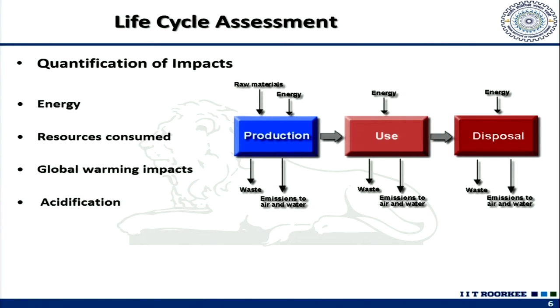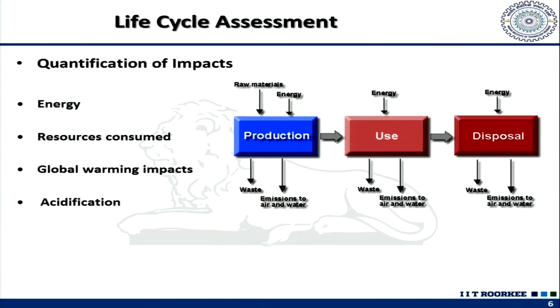We have 3 phases, I told you: the production phase, use phase, and disposal phase. And what we basically do in each phase is try to find out the raw material use, energy use, water use, whatever materials you are using to produce that product or during the use phase, and then agglomerate them into different impact categories. So these are some of the impact categories, but not an exhaustive list.